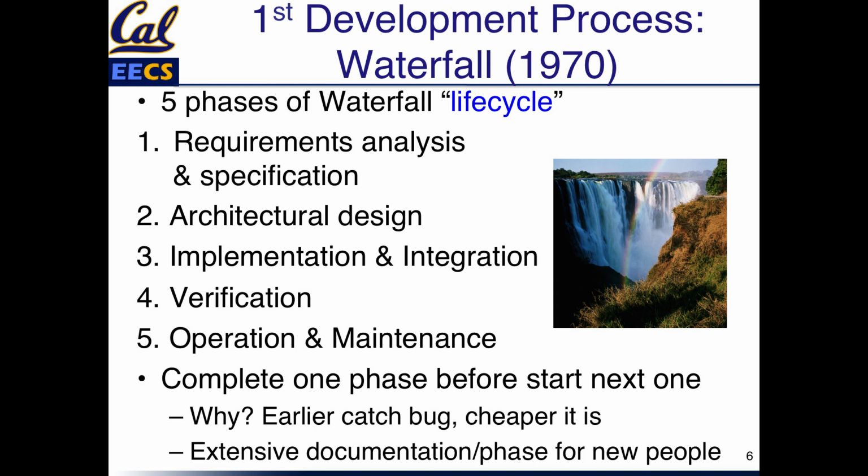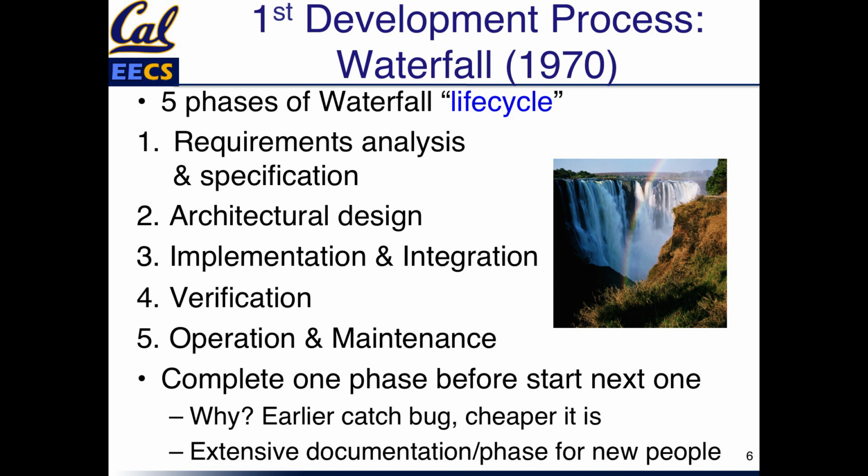First is to write the requirements down into a specification, do the analysis and write the specification. Second phase is architectural design. The third phase is building and integrating the pieces together. Then you verify it. Remember, verification is making sure it does what the spec says. And finally, you move into operations and maintenance phase. So this is the classic phases. And you complete one phase before you go to the next one.